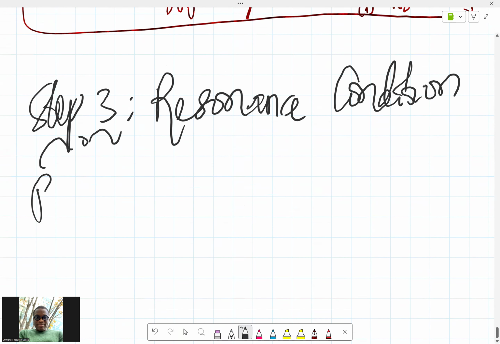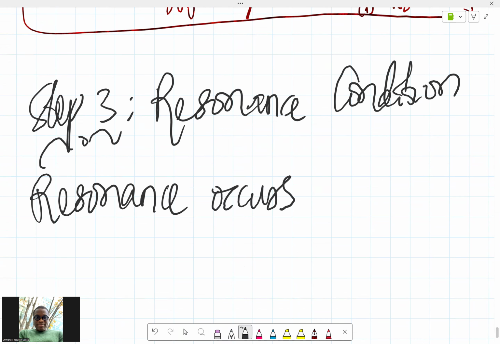So we need to know that resonance occurs, right? Resonance occurs when omega is equal to omega naught. That means the external frequency is equal to the internal frequency.